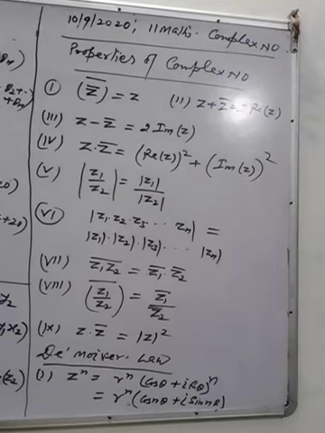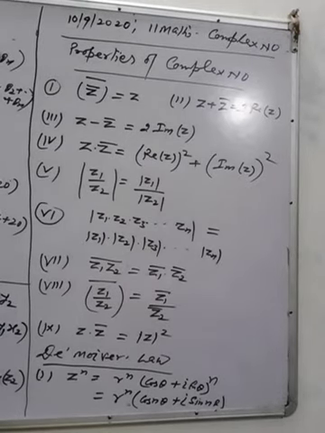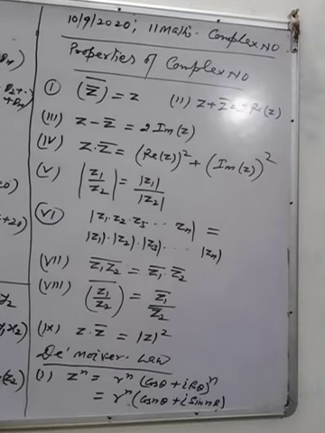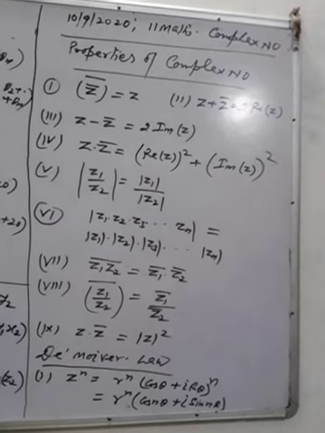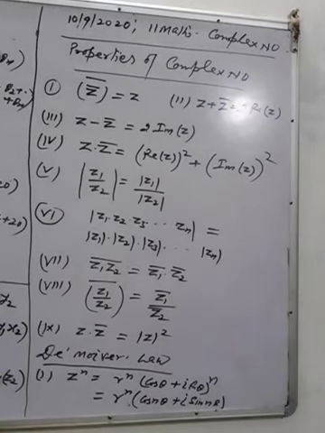Now, modulus of the product of many complex numbers from z1 to zn, means mod of z1 into z2 into z3 and so on, last is zn, and this is equal to the product of the moduli of z1, z2, z3, means you can take separate mods and find their product. So mod of the product of many complex numbers is equal to mod of the first complex into mod of the second complex into mod of the third complex and so on, into mod of the last complex zn.